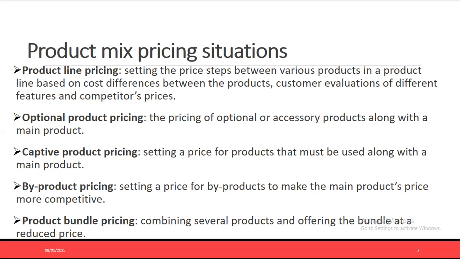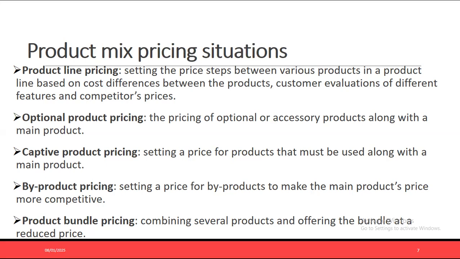Okay, so what this does is to look at the costs, the cost of the various products, the differences between the various products. All right, then you also factor in the evaluations of your customers, okay, of the different features of the product, okay, and then the competitors' prices. All of these together will help you come up with the product line pricing.